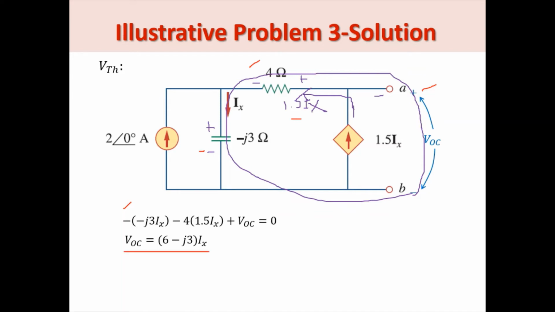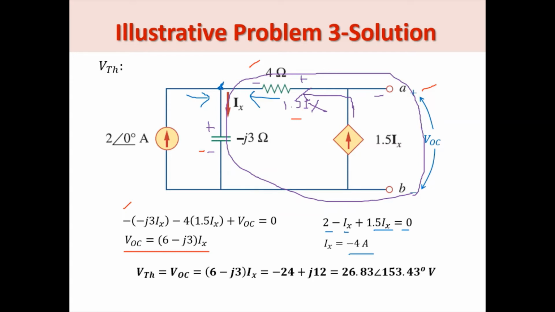So VOC depends on I sub X. To solve for I sub X, notice that we can perform a KCL on this node here. Current entering is 2, minus leaving, which is I sub X, so 2 minus I sub X, plus entering, 1.5 I sub X, equals 0. Solving for I sub X, we get this value. Therefore, we can solve for VOC, and that should give us this value. And therefore, we have VTH.